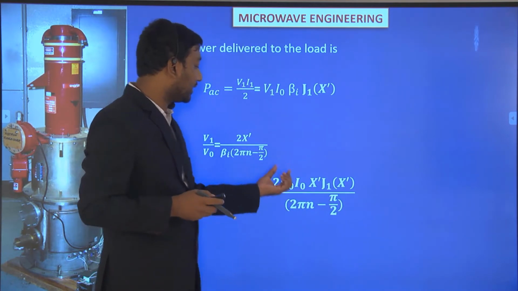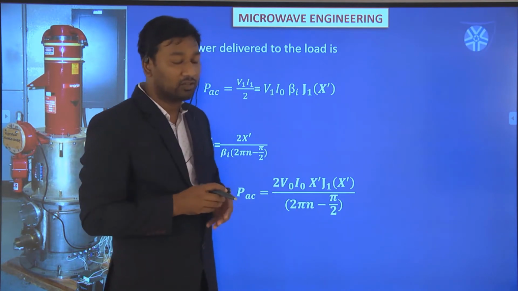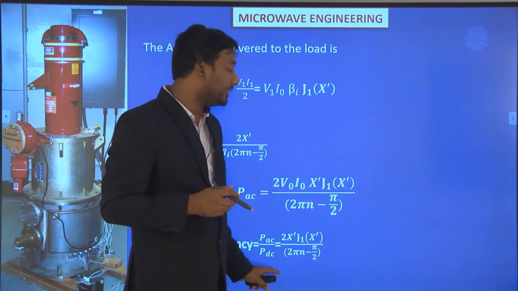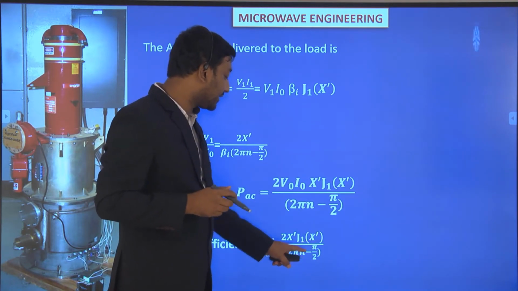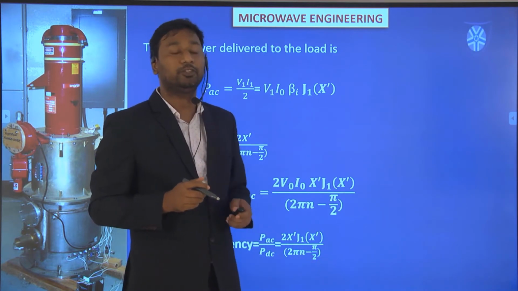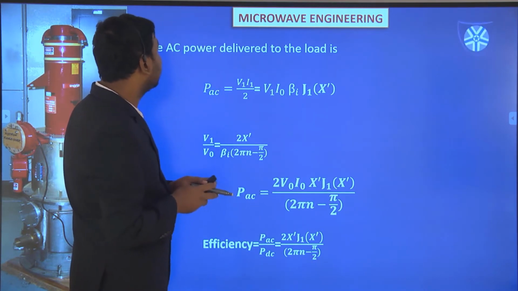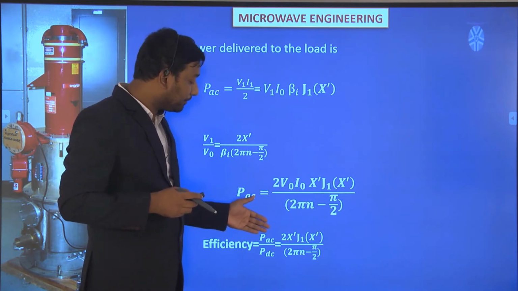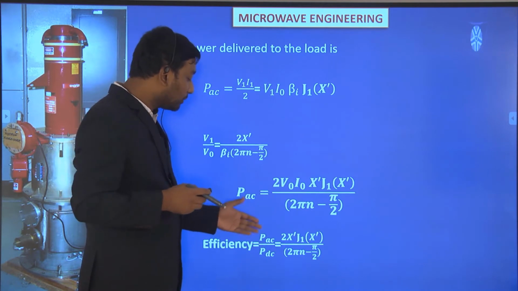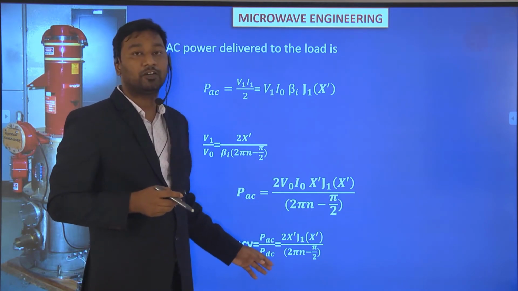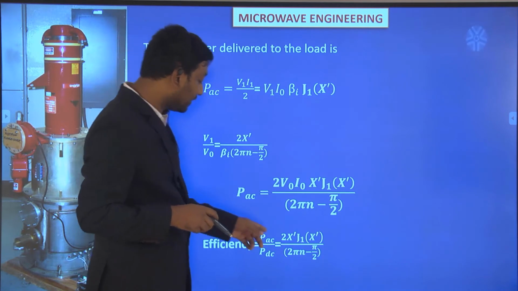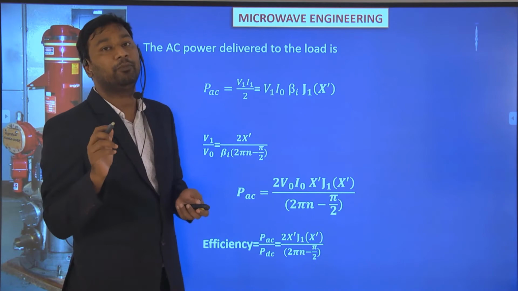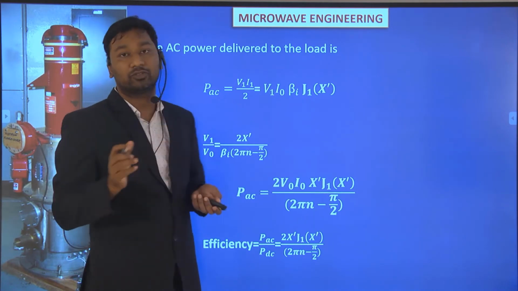Why are we writing in this format? Because we will calculate its efficiency, and efficiency we know is PAC divided by PDC. So we get 2x dash J1 x divided by (2 pi n minus pi by 2). The efficiency of this reflex klystron oscillator is output power divided by input power. Output power comes in AC form and input power we give in DC. So the efficiency is 2x dash J1 x bar divided by (2 pi n minus pi by 2). That is the AC power delivered to the load.